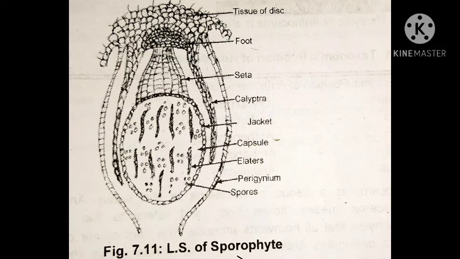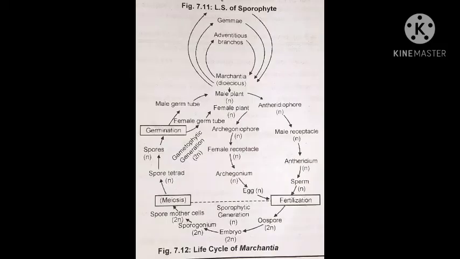Vegetatively also, Marchantia shows reproduction, that is by means of gemmae. You can see the schematic representation of the life cycle of Marchantia that starts from the male and female plant. Respectively, they produce antheridiophore and archegoniophore. Antheridiophore produces antheridium, archegoniophore produces archegonium.